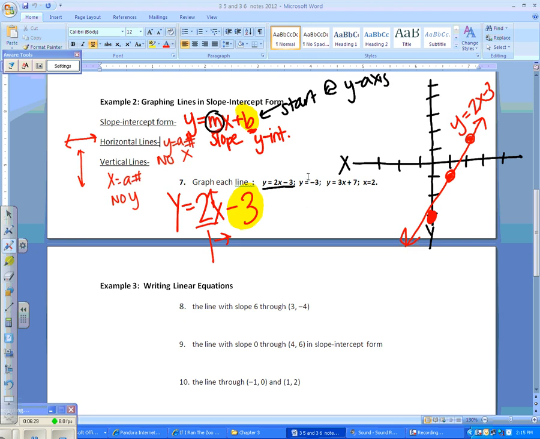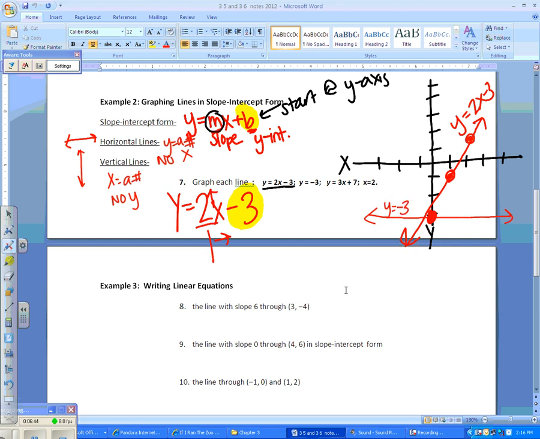So in this one, y equals negative 3. Well, it only hits y at negative 3. So here's negative 3 again, and it's a horizontal line. It's always going to hit negative 3. So this is how you would graph that line. And again, it's y equals negative 3.